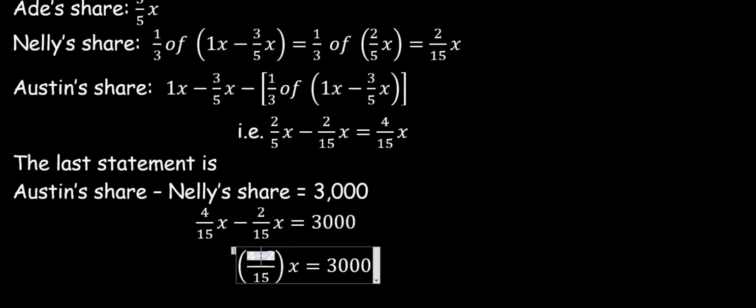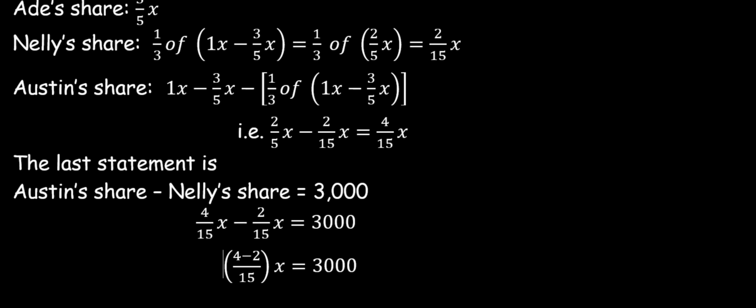What happened there is that we take the LCM of 15 and 15, and that is 15. In the first case, 15 going to 15 is 1. 1 times 4 is 4. Minus in the second case, the same thing. 15 divided by 15 is 1. 1 times 2 is 2. We just brought the x outside the bracket for making life easy, which is equal to 3,000. Then our result will be 2 over 15x will be equal to 3,000.